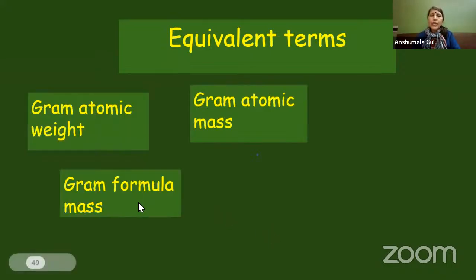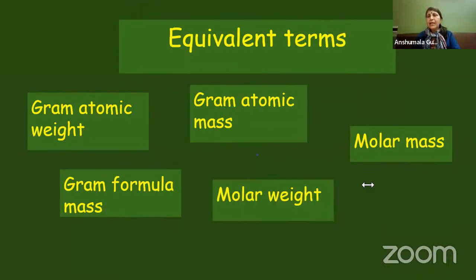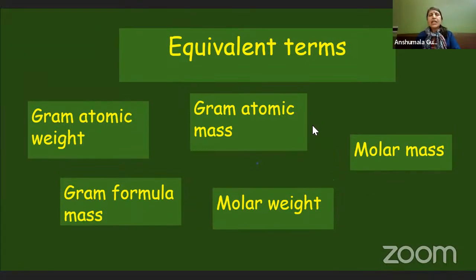And then I'm showing you a lot of terms which are used for the mole. Basically, they all mean the same: gram atomic mass, gram atomic weight, gram formula mass, molar weight, molar mass. Actually, I don't know why so many confusing terms are used, but they are saying the same thing. The total mass of whatever particle you are talking about is taken in atomic units, and then it is written in grams.